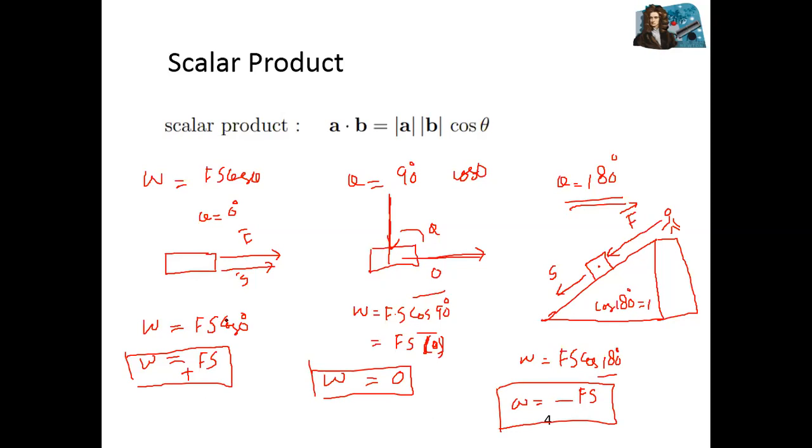What is negative work in real terms? In real terms, you are pulling upward, but the body is moving downward, due to gravity. So the first one is positive work, the second one is zero work, and the third one is negative work. Correct? So the scalar product depends upon the angle. We discussed just the maximum and minimum.